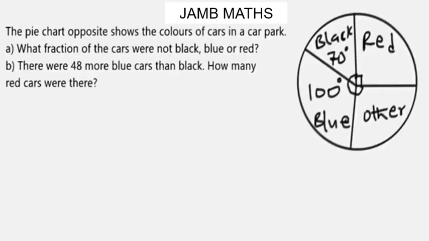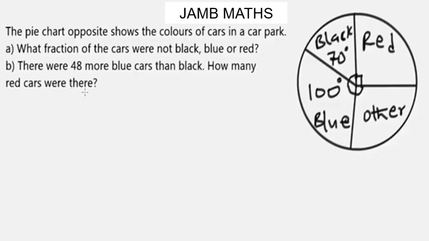Now let me get a question that will help us explain this pie chart to your understanding. Okay, guys, now let's look at this question. The pie chart opposite shows the colors of cars in a car park. A. What fraction of the cars are not black, blue, or red? B. There were 48 more blue cars than black. How many red cars were there?